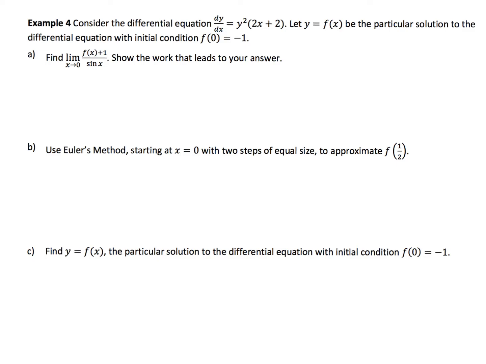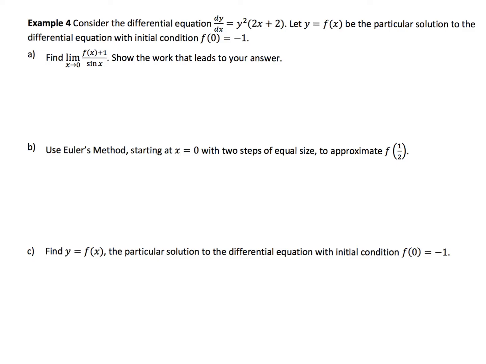Example 4. Consider the differential equation dy/dx equals that thing. Let y equal f of x be the particular solution to the differential equation with initial condition f of 0 equals -1. Part A. Find the limit as x approaches 0. Show the work that leads to your answer. All right, what do we try to do first on a limit? Direct substitute. What happened? I get 0 over 0.